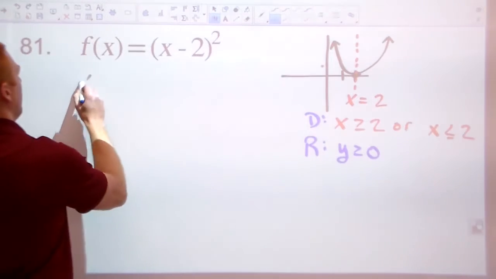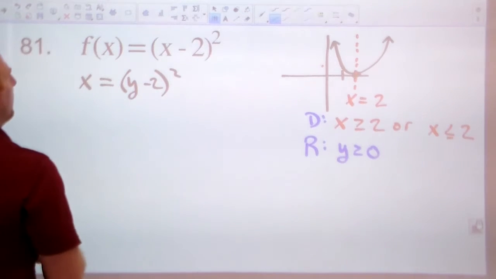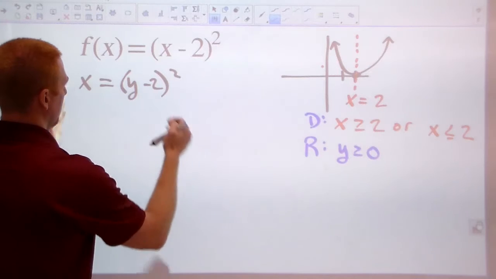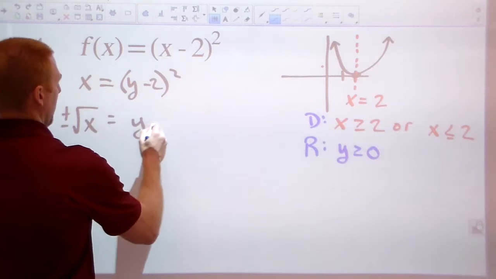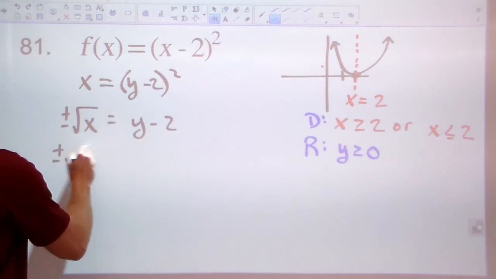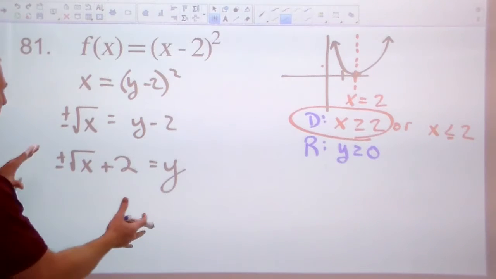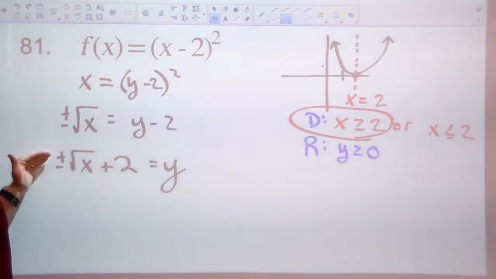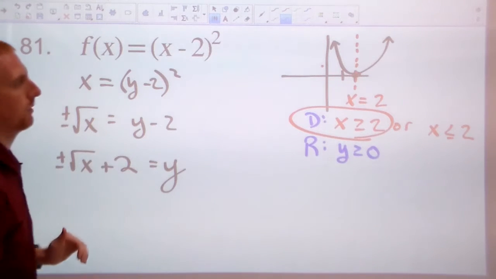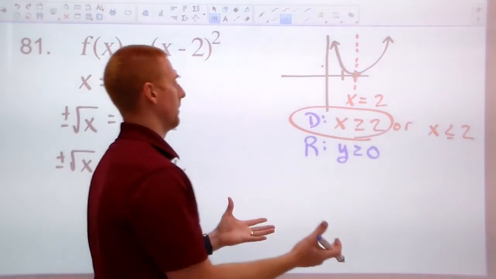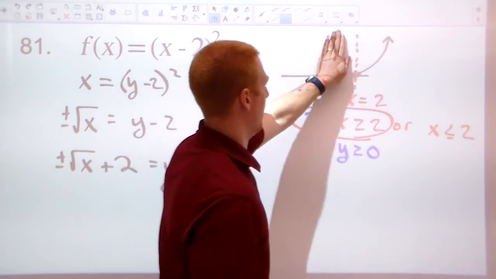So let's run through and do the math to get the inverse anyway. So first up, I need to take the square root of both sides. So plus or minus square root of x is equal to y minus 2, then add 2 to both sides. So this is not a function as is, because positive square root would be the upper half like this, negative square root would be the bottom half. You'd have a sideways parabola. So we do need to pick a domain restriction and go with that. So I chose that one. x is greater than or equal to 2.